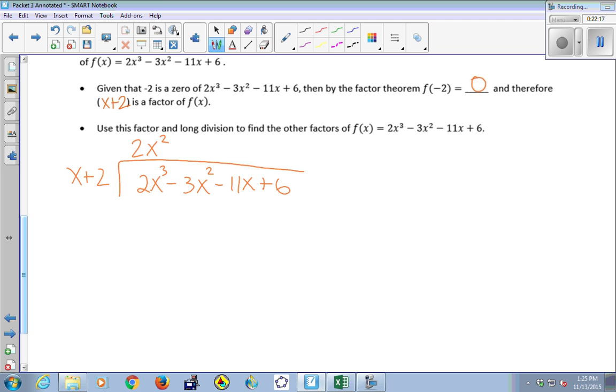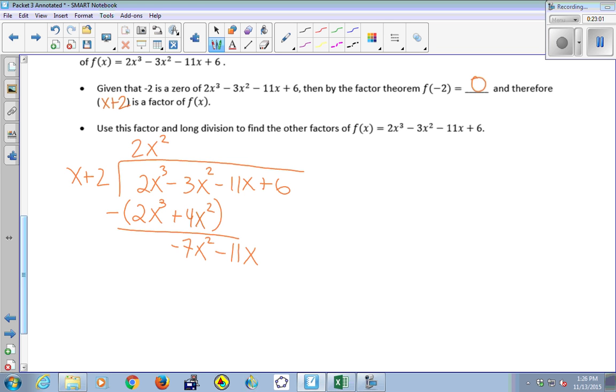Then you multiply that 2x squared times the x and the 2 of the dividend. So 2x squared times x is 2x cubed, and 2x squared times 2 is positive 4x squared. And I have to subtract. So 2x cubed minus 2x cubed is 0. Here it's a little tricky. Negative 3x squared minus 4x squared is negative 7x squared. Bring down the minus 11x.